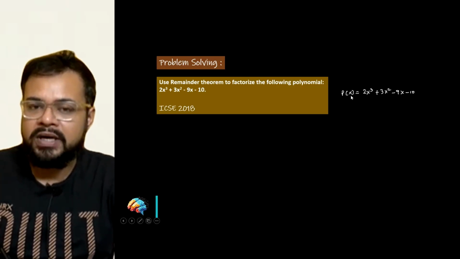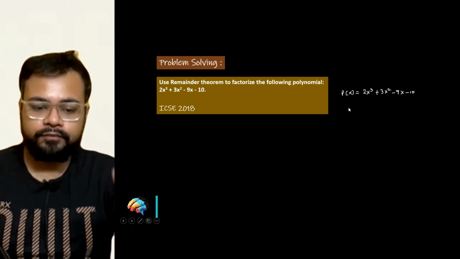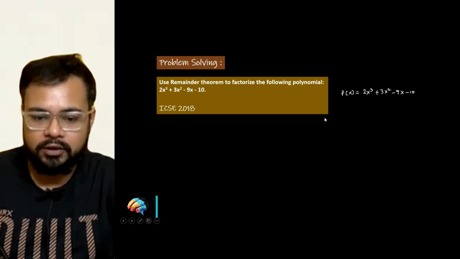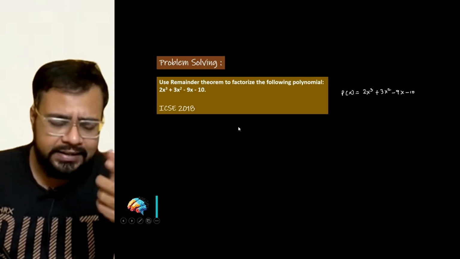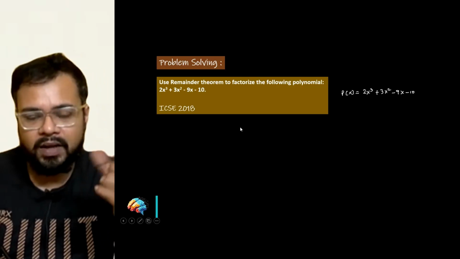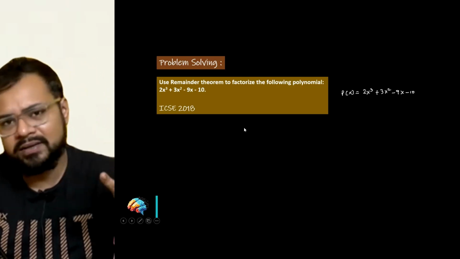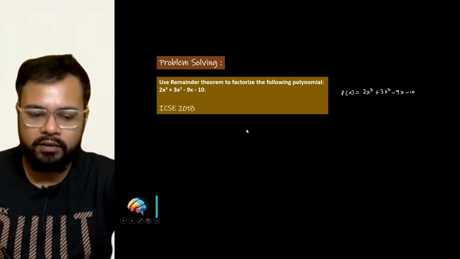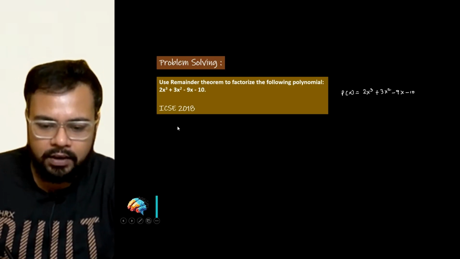So we will put different values of x and we will see when it is giving you 0. Usually the x's value is very small in this kind of question, like minus 1, plus 1, minus 2, plus 2. Within that, you will get your value, if you are not very unlucky. So I'll try with plus 1 at first.